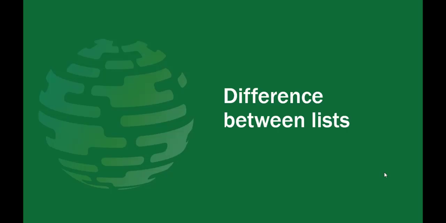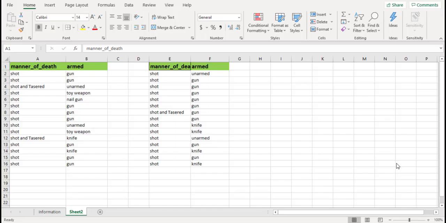Tip number 3 is how to find the difference between lists. In this data, I am comparing the manner of death and the armed of the people on 2 different days, and for the example I have put both the lists on one spreadsheet, but this will still work if your second data is on a different sheet.